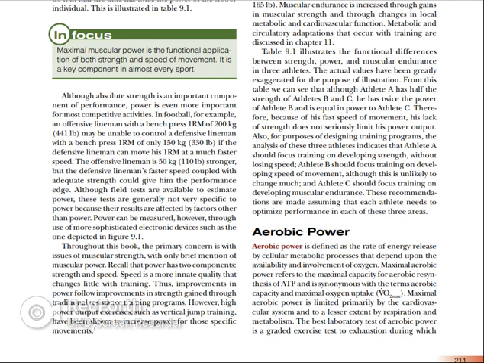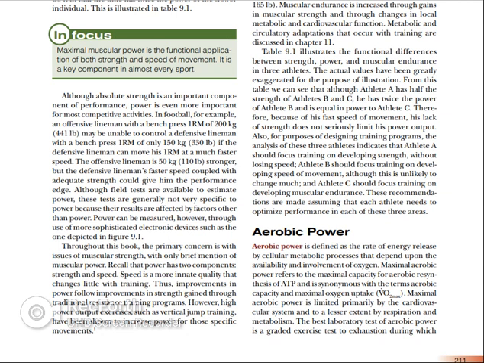In football, for example, an offensive lineman with a bench press 1 RM of 200 kg may be unable to control a defensive lineman with a bench press 1 RM of only 150 kg if the defensive lineman can move his 1 RM at a much faster speed. The offensive lineman is 50 kg stronger, but the defensive lineman's faster speed coupled with adequate strength could give him the performance edge.